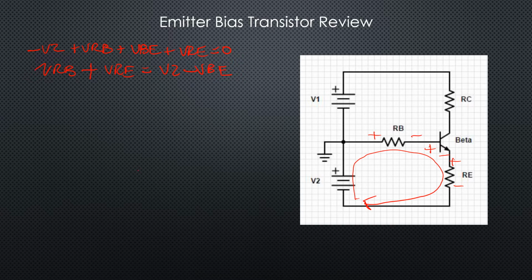And we know that VRB is equal to IB times RB. And VRE is equal to IE times RE. That's equal to V2 minus VBE. Now we know that IE is equal to IB times beta plus 1. Rewrite that in terms of IB.